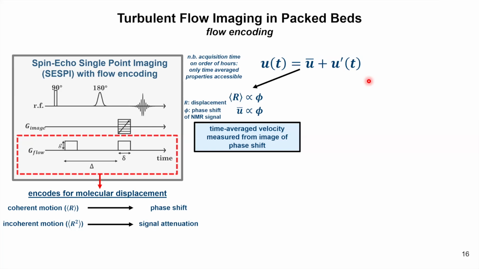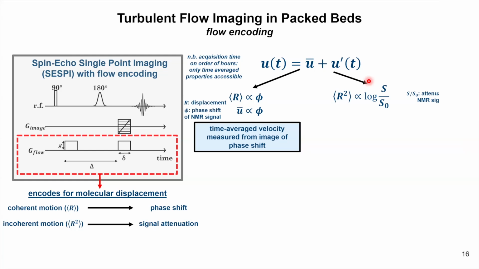What about our temporal fluctuations? Well, the variance of those is going to affect the attenuation, the amount of signal, and so that is going to be related to our loss of signal, log of S1 over S0 in our signal acquired.